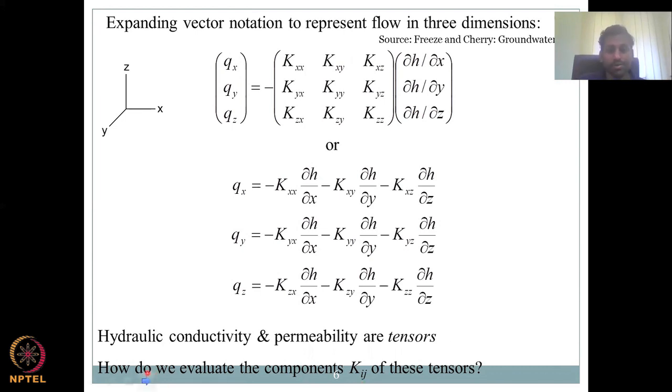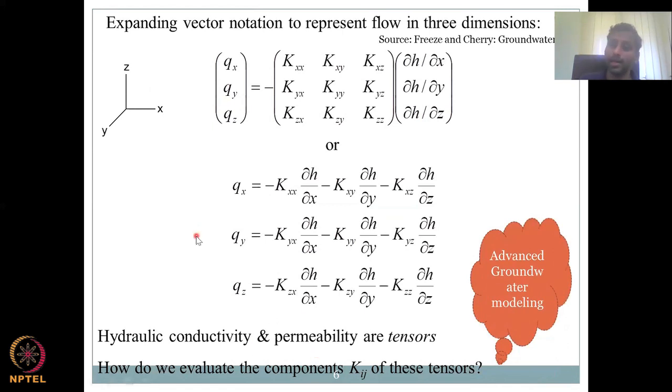So hydraulic conductivity and permeability are tensors. How do we evaluate the components Kij of these tensors? By solving them. As I said, you need to solve them in a very unique and careful way to account for the variabilities in hydraulic conductivity across the planes, Kx, Ky, Kz. For that, each K value has to be important. So you need Kxx here, Kxy maybe somewhere here. You need to understand that the variabilities of the hydraulic conductivity play a role in this, and it is a three-dimensional property.